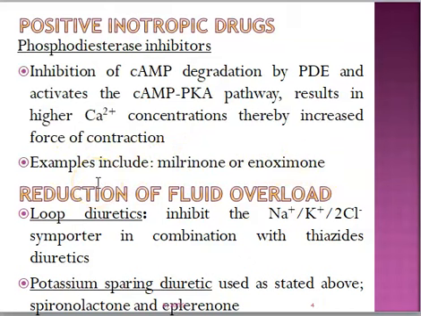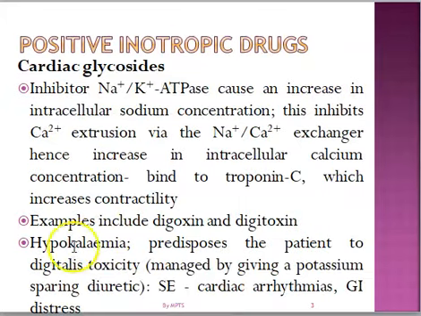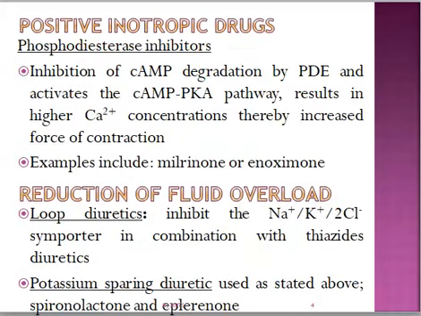Now, we can also reduce the fluid overload, because fluid may be too much. You can have the loop diuretics, because I've talked about loop diuretics. They inhibit the sodium potassium chloride symporter. These ones are used in conjunction with thiazide, and at the same time the potassium sparing diuretics, because we have said that hypokalemia will predispose to digoxin toxicity. So it is important at least we prevent potassium loss.